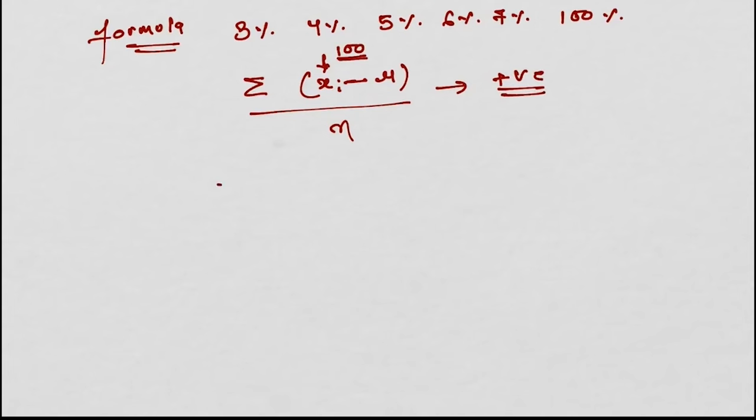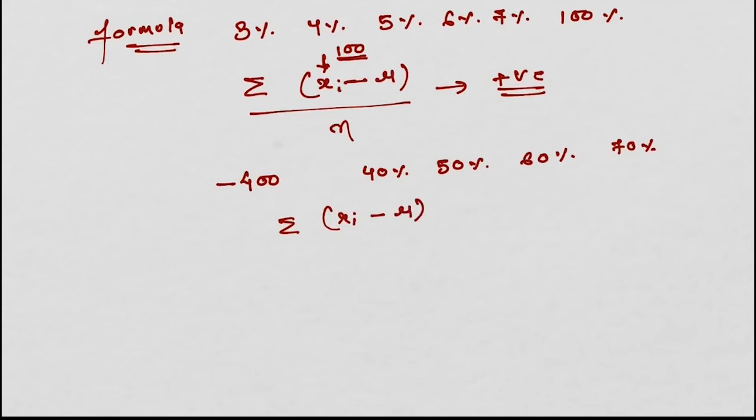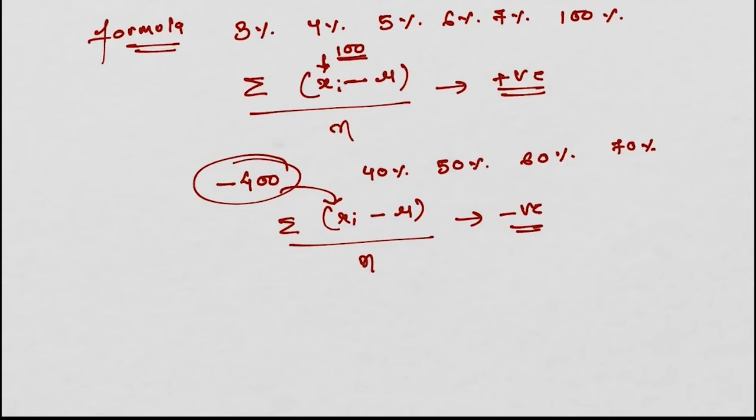In the other example, where we took minus 400%, then 40%, 50%, 60%, and 70%, still this formula was sufficient to tell whether it is a negative skewed data or a positive skewed data, because the outlier, which is minus 400%, will give this value to be negative. So this formula, the summation of xi minus mu upon n, without the modulus, was sufficient to tell whether the skewness is positive or negative. But there is a problem.